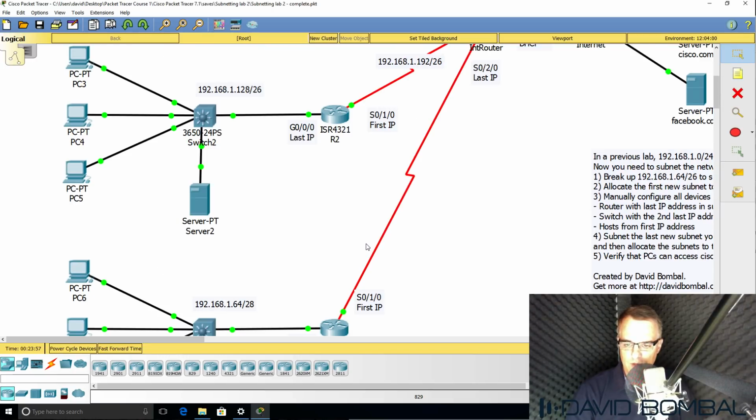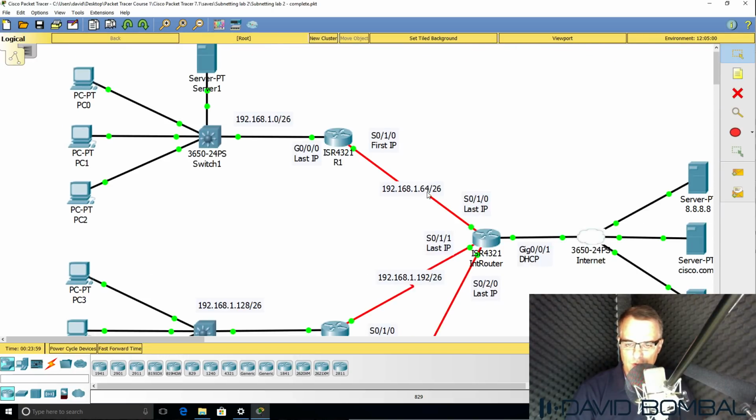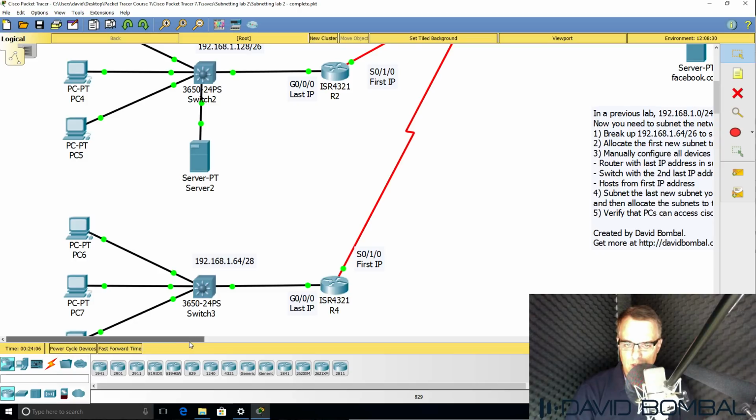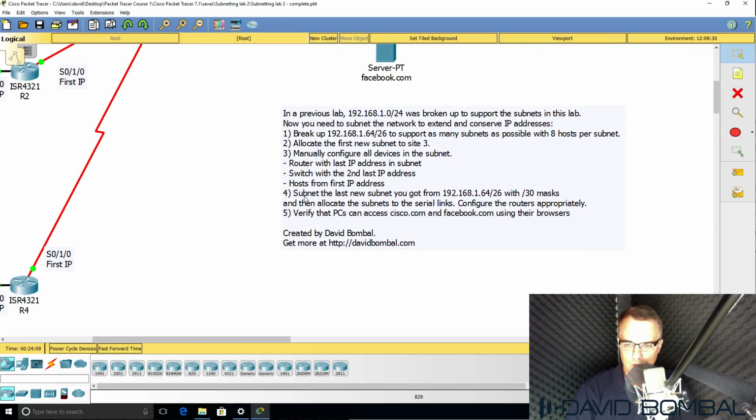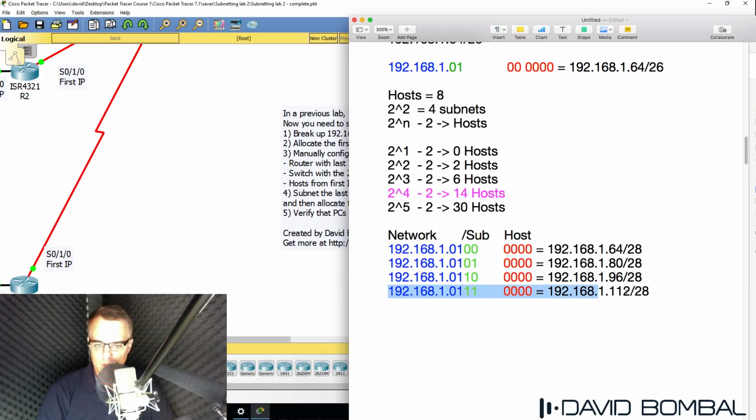Now, before I configure the network, I just want to make sure that I've done things right. This network needs to change now. That's what we used originally. What we've been told to do is use the last new subnet you got from 192.168.1.64/26 and use that with slash 30 masks. So we need to take this subnet and then we need to subnet it again. So this is the new subnet that we want to break up as a slash 30.